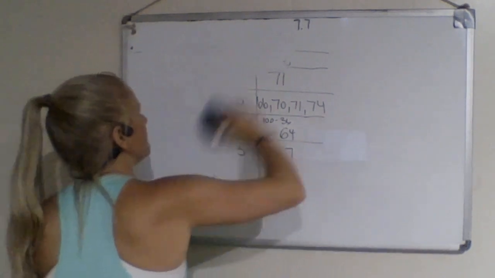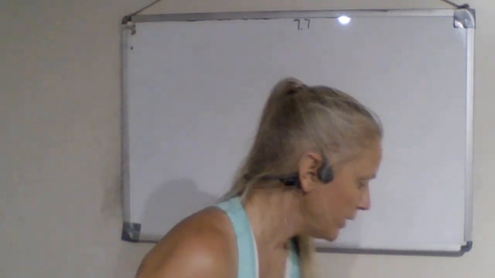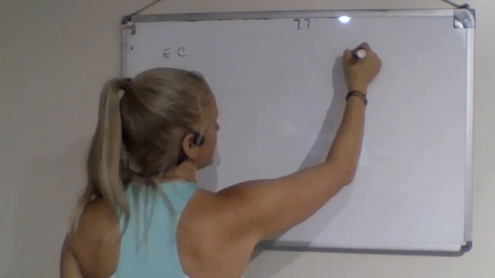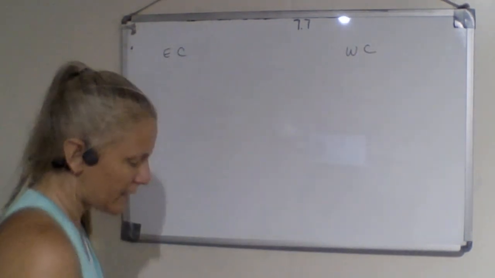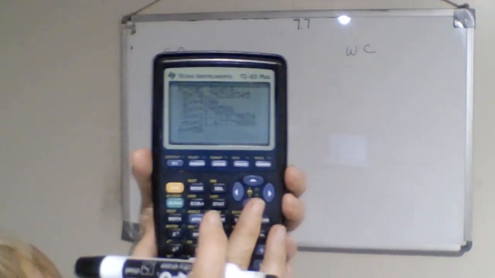Now, we also learned about what is called a box and whisker plot. Again, this comes all from the calculator. We're going to do one for the Eastern conference. We're going to do one for the Western conference. Well, I'm going to do Western conference because I have all of my information here, right?